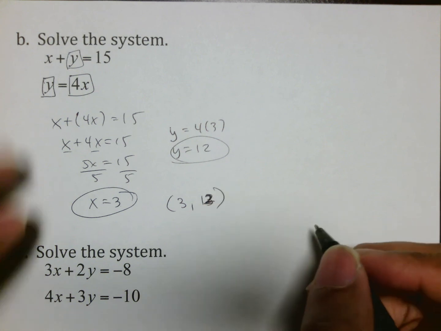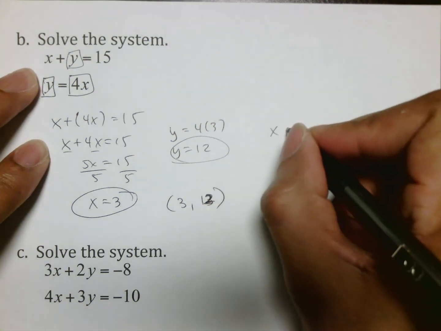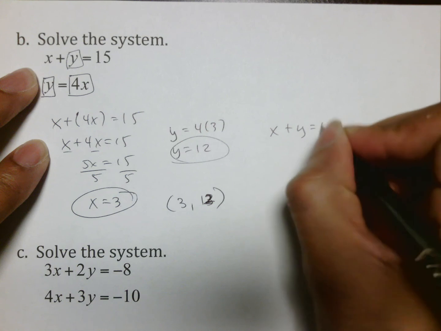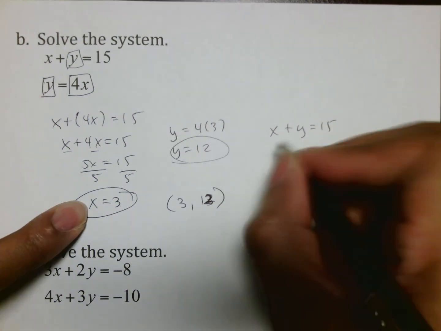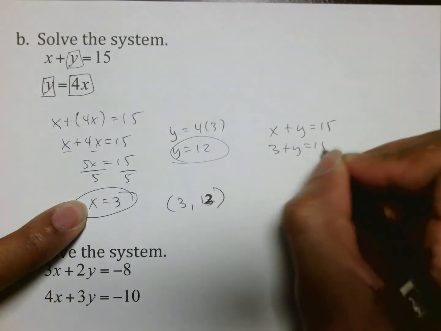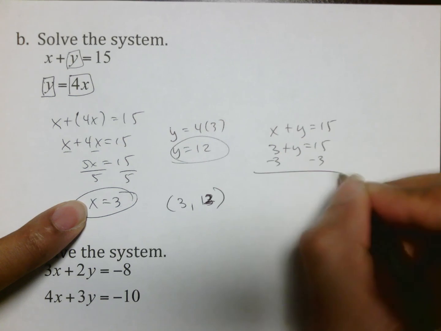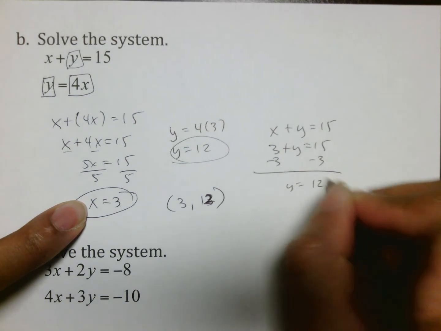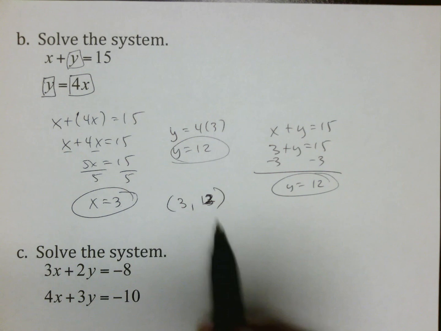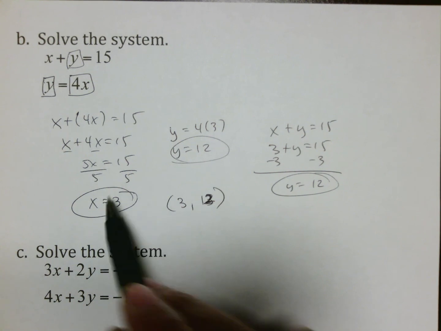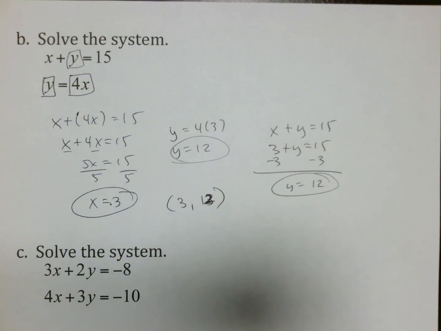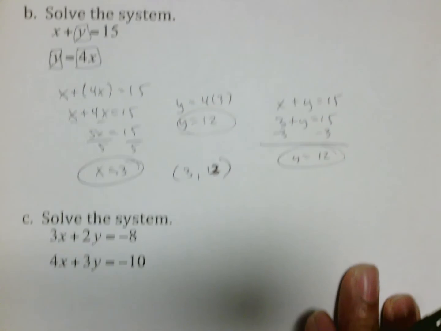parentheses 12. Just to show you, and you don't need to write this part, that if you took this equation and checked it, you would have turned this into a 3 plus y equals 15. You would have then subtracted 3 from both sides, and notice you would still get y equals 12, which means that you'd still get the answer of 3 first because remember that's your x, 12 second because that's your y, and that's that. One more question and we're done.